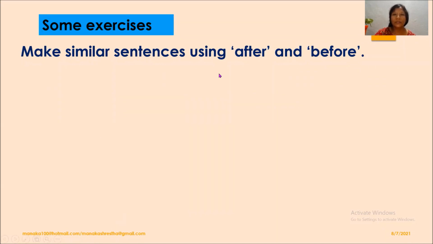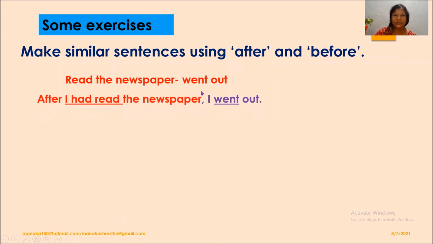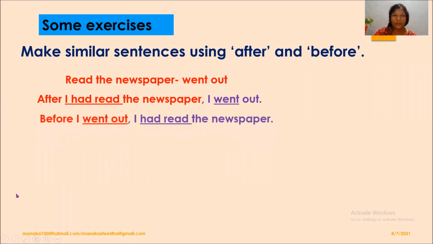So here, some exercises. Make similar sentences using after and before. Read the newspaper, went out. After I had read the newspaper, I went out. Yes, because the first action is in past perfect and the second action in simple past. Before I went out, I had read the newspaper. The same thing can be expressed by using after or before. The meaning is the same.